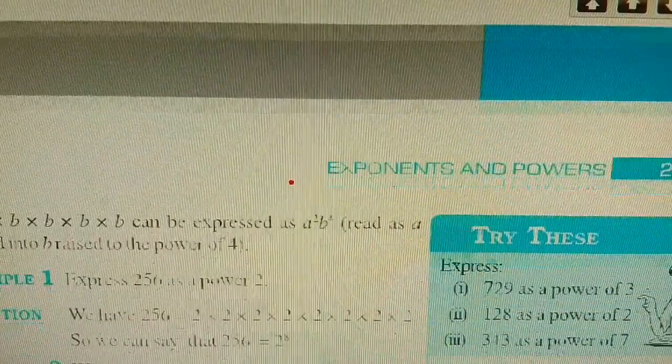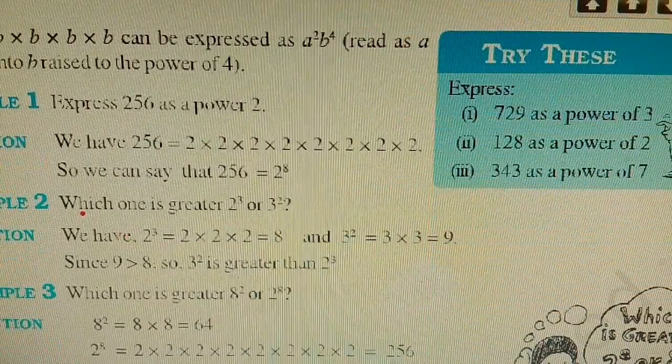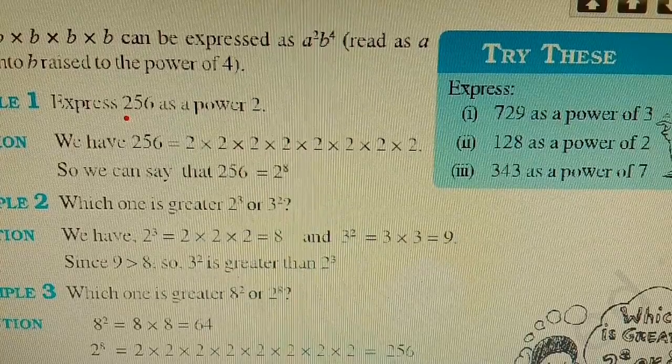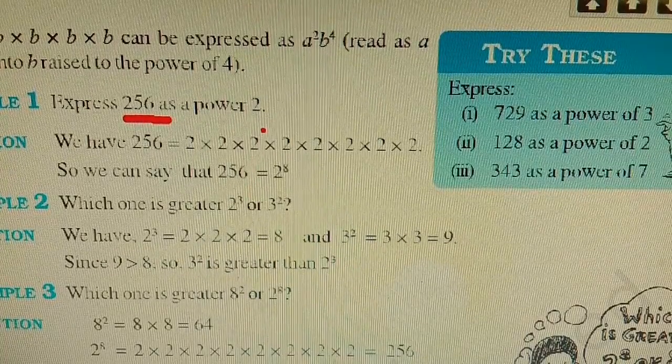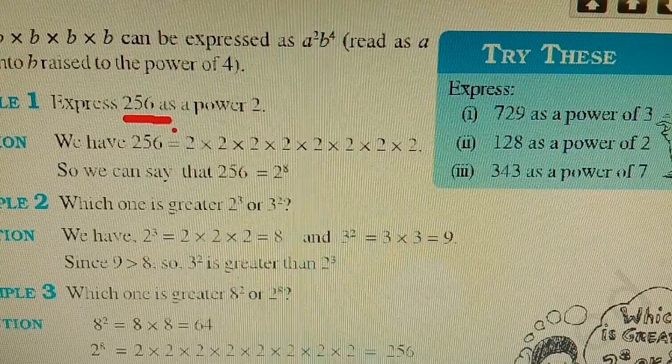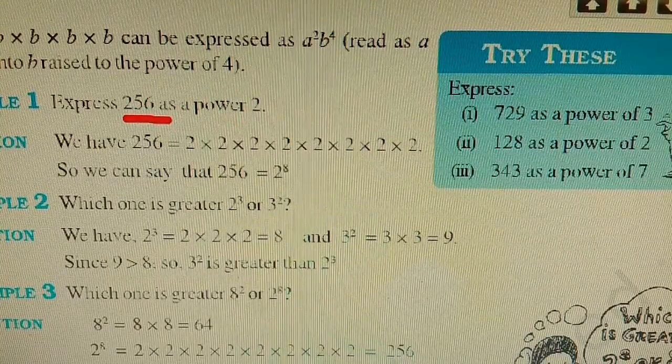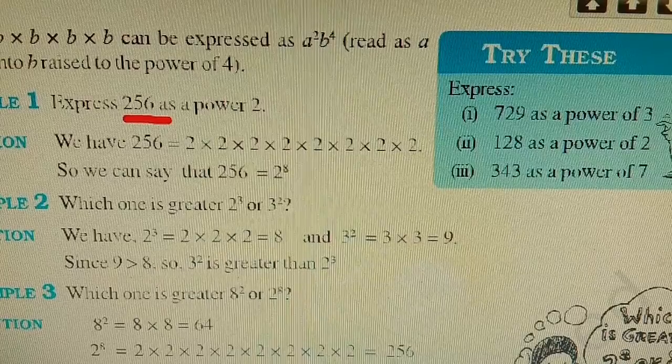Okay, so here you listen the example question. First example question is this way, 256 as power of 2. Okay, write 256 as power of 2. So how can we do? So first we take this 256 and prime factorize that number.